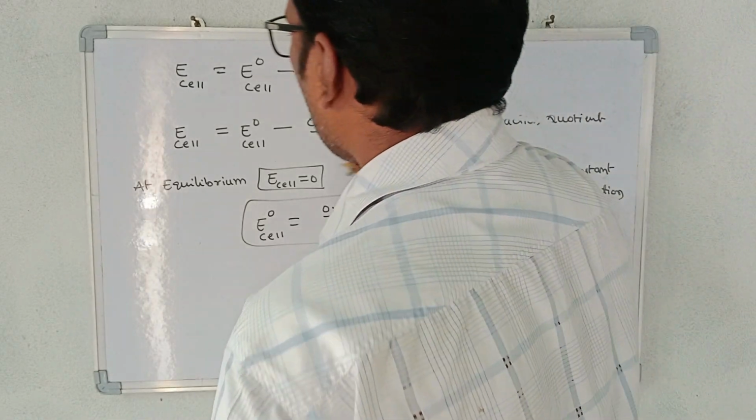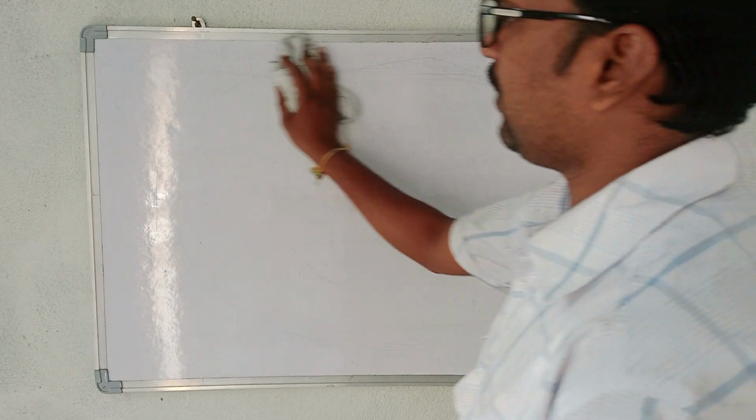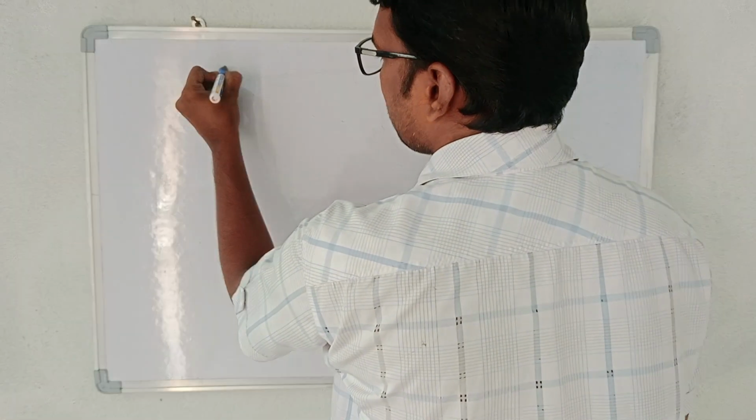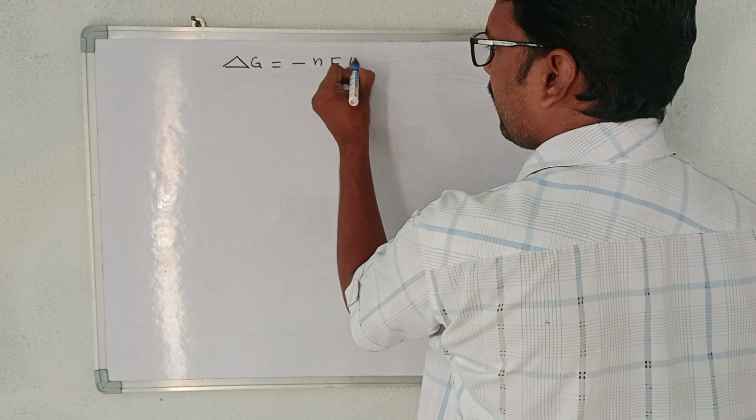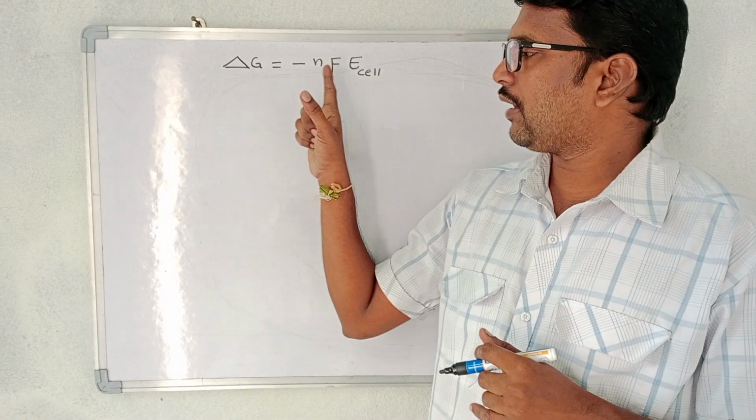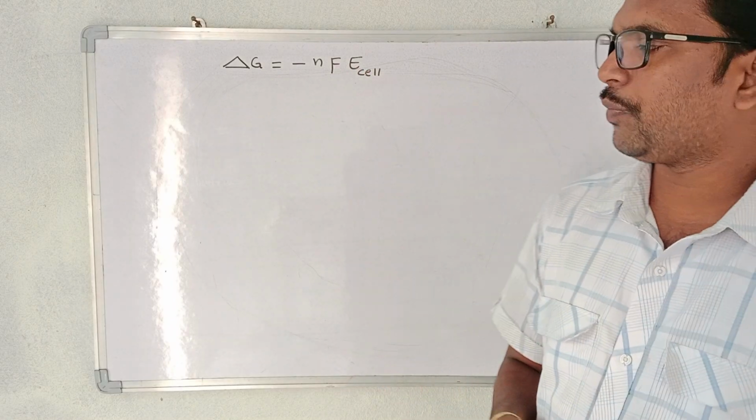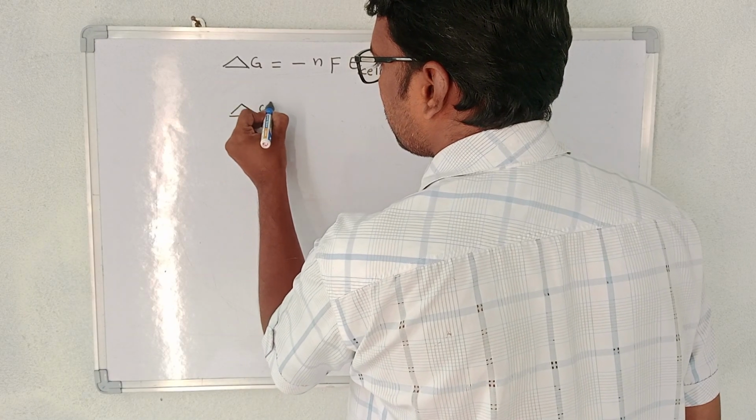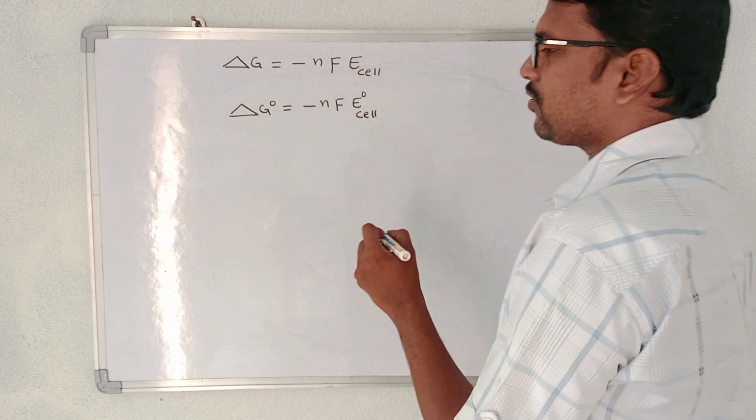Now if you want to write a relation between electrode potential and free energy change, another relation is present. Generally free energy is represented with delta G. So delta G is equal to minus nF E cell. It is the relation between free energy and electrode potential. Here n indicates the number of electrons transferred, F indicates Faraday, and E cell is the electrode potential. That is the normal condition. At standard condition, we take delta G naught is equal to minus nF E naught cell.